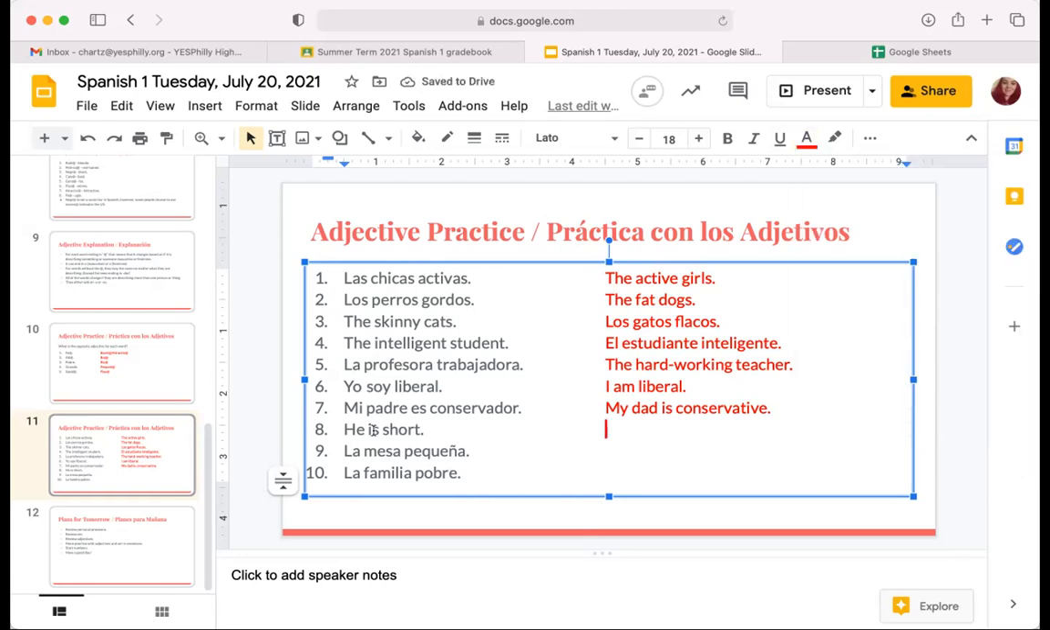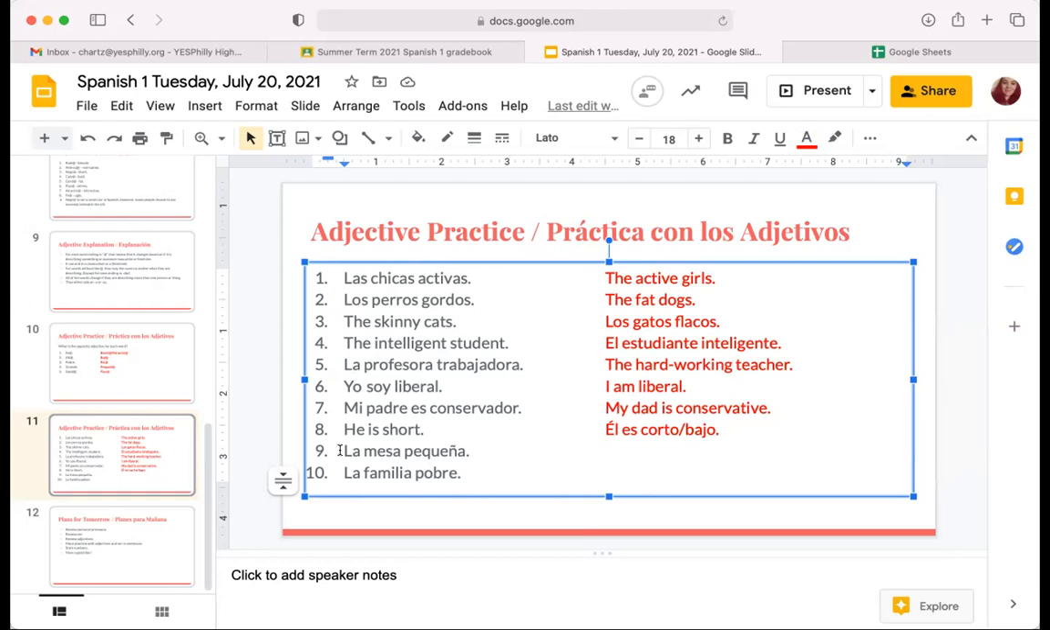And then if we want to say he is short, how would we say that? Do you remember how to say he is? Corto. It could be corto or the vocab word is bajo. Bajo, yep, either one. La familia. What do you think for the next one?